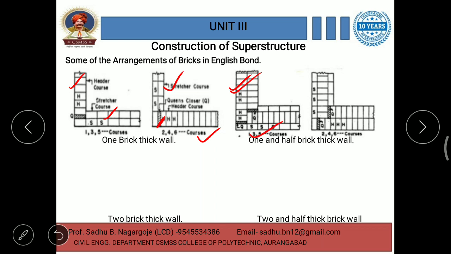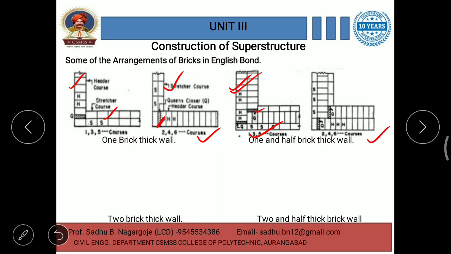And to break the continuity of vertical and horizontal joints, here some closures are provided. Here Q means queen closure is provided. Okay, and that again named as 1, 3, 5 courses, and in the second diagram 2, 4, 6 courses. Okay, this is a 1.5 brick thick wall constructed by using English bond.